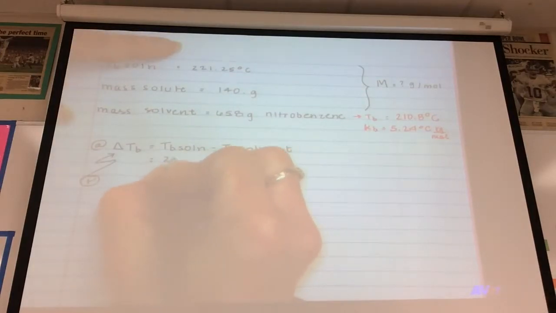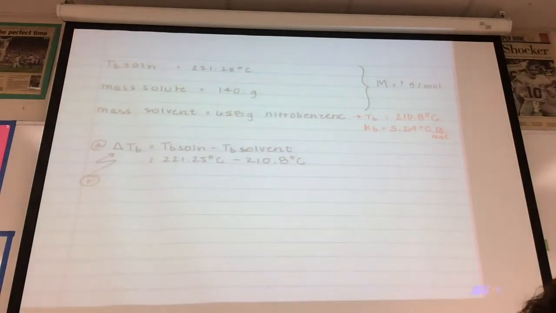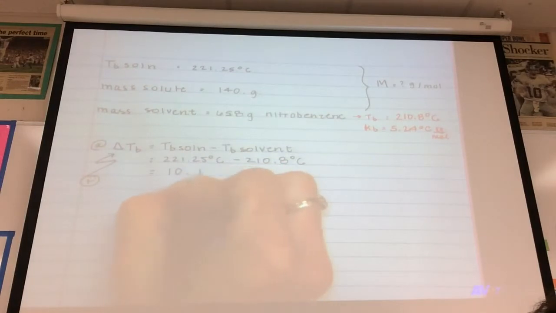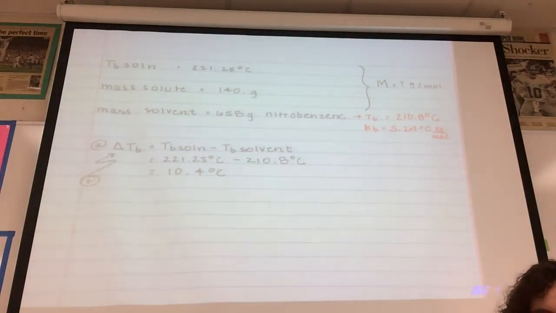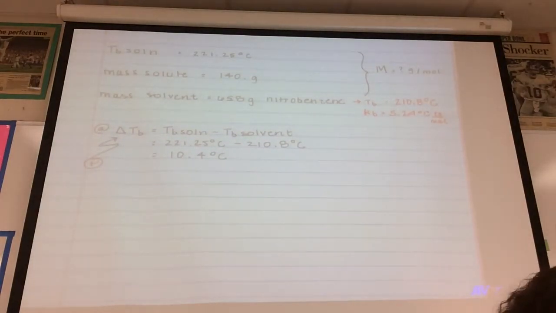So you've got 221.25 degrees Celsius minus 210.8 degrees Celsius. And again, when you add or subtract, you go to the least number of decimal places, as we talked about the second week of school. And you have 10.4 degrees Celsius as your delta TB. So that's one difference between what we did yesterday and what we're doing today.